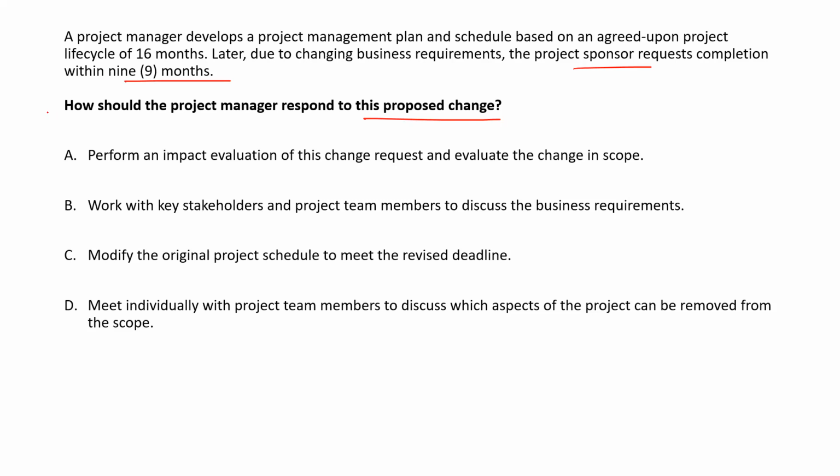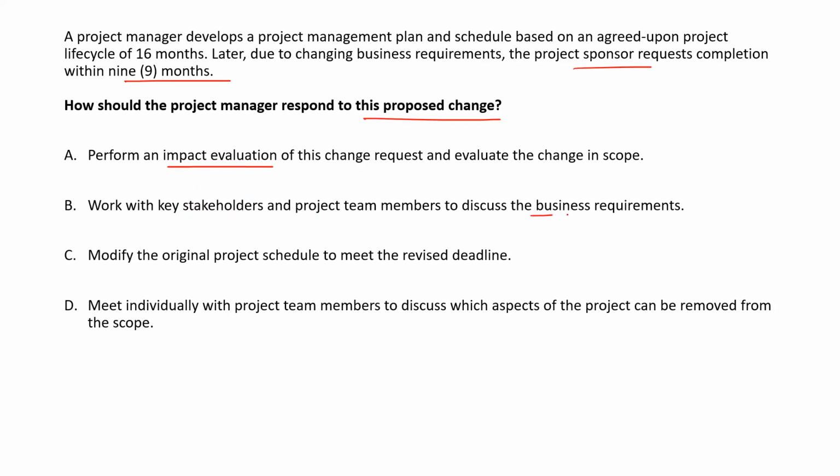Sharat, yes, good. Usman, no. When the change request is filed, Osama, yes, correct. When the change request is filed, what do you have to do with that change request? Usman, yes. Sayyid Usman. Exactly, Navish. We have to perform the evaluation of the impact. Work with key stakeholders and team members to discuss the business requirement.